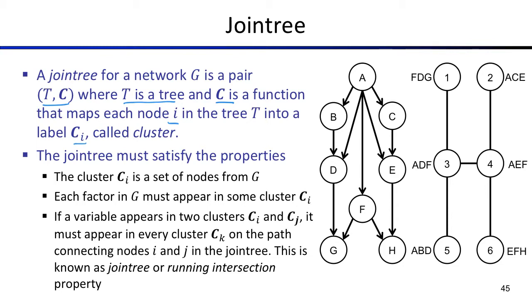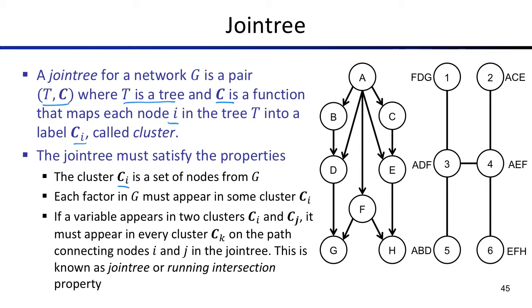The properties that a Jointree must satisfy are the following. The cluster Ci is a set of nodes from G. Each factor in G must appear in some cluster Ci. And if a variable appears in two clusters, Ci and Cj, it must appear in every cluster Ck on the path connecting nodes i and j in the Jointree. This is also known as the Jointree property or the running intersection property.